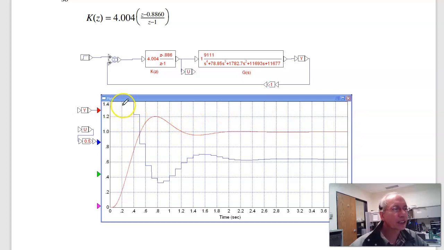And again, see the input u is discrete. That's the blue line. 20% overshoot, no error. That's a valid design.